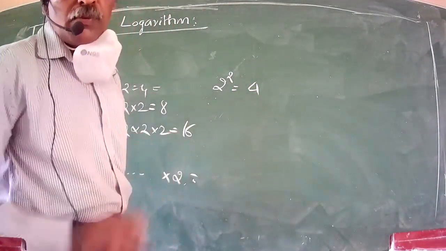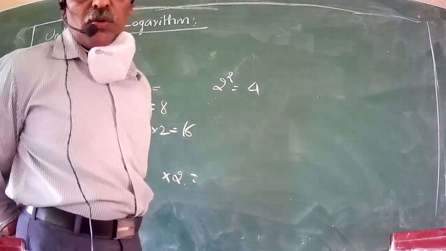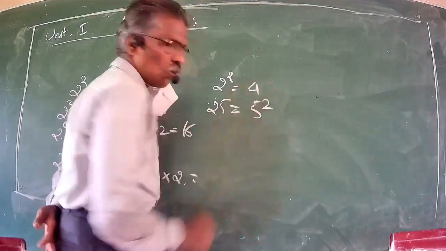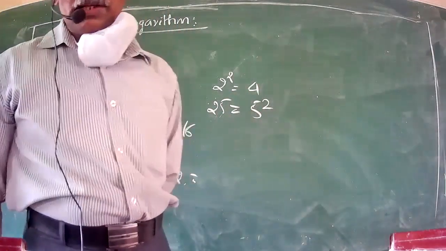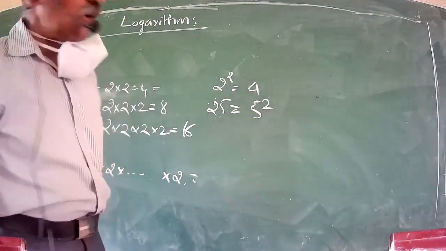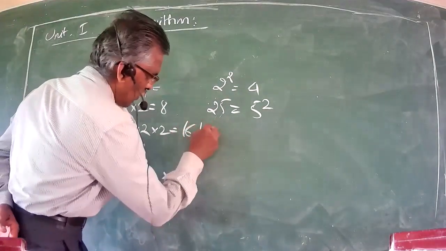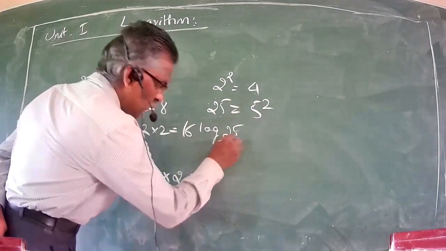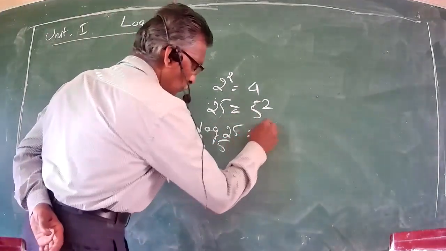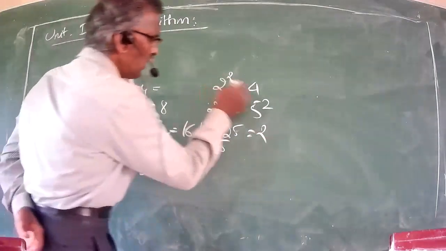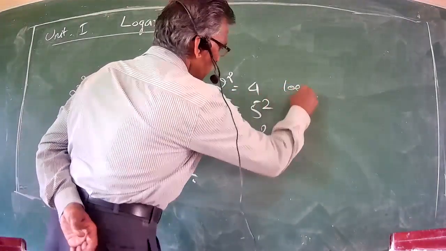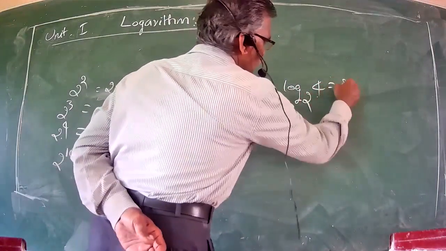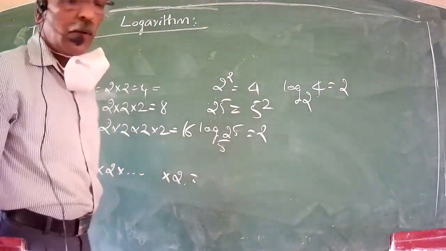Therefore, 25 equals 5 raised to 2. Therefore, we can say that log of 25 to the base 5 equals 2. Similarly, log of 4 to the base 2 equals 2.